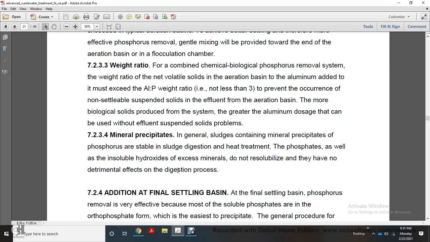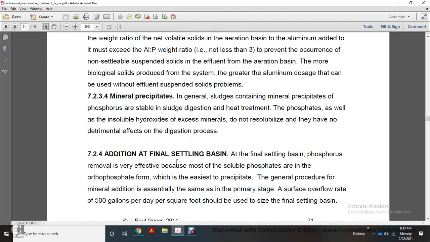Mineral precipitates. In general, sludge contains mineral precipitates, phosphorus that are stable to sludge digestion and heat treatment. Phosphates as well as insoluble hydroxides. Excessive minerals do not resolve. They have no detrimental effect on the digestion process.